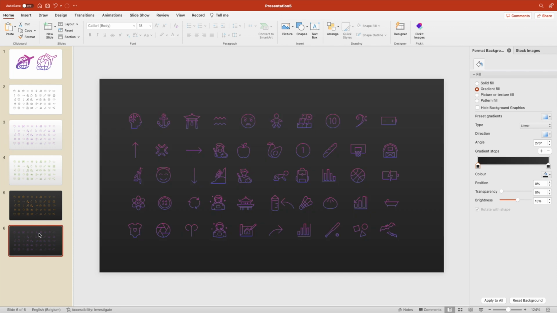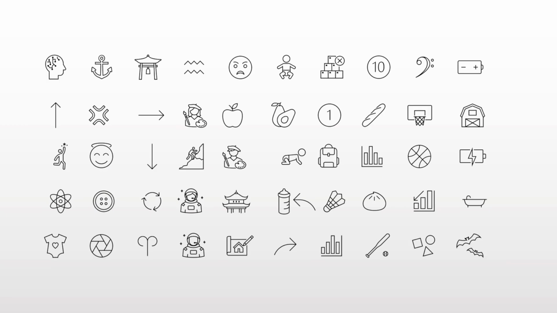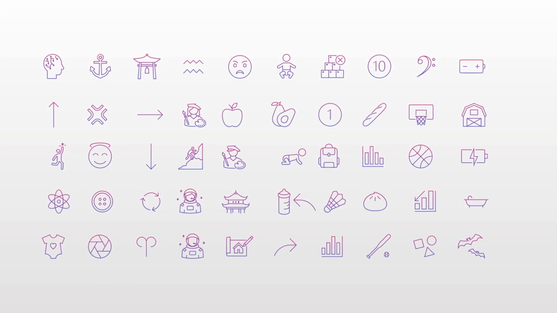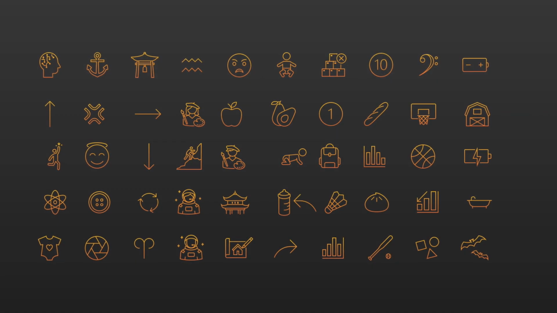Let's create a duplicate. Select the icons and let's make it blue. And there we go. Now let's preview. And this turns the standard icons into nice gradient icons in PowerPoint with just one simple trick.